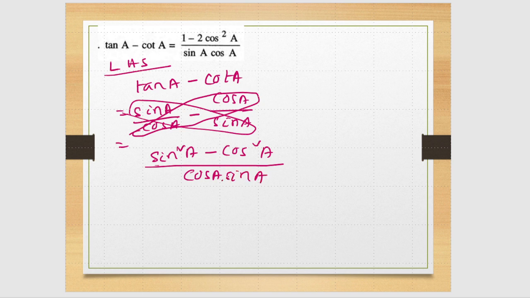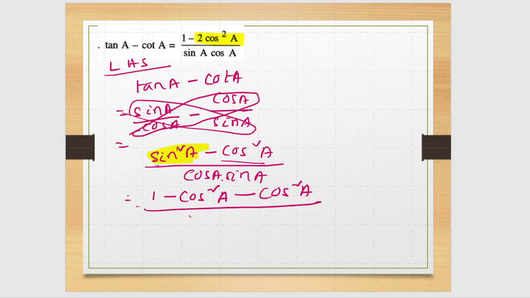Now student, for our formula, see here sin square A is there, which is not our requirement, because we want only the cos square form. Okay, so we will change this sin square. How? As you know, sin square we will convert into cos square: 1 minus cos square A. Minus cos square A is already there. Okay, so now over cos A into sin A.